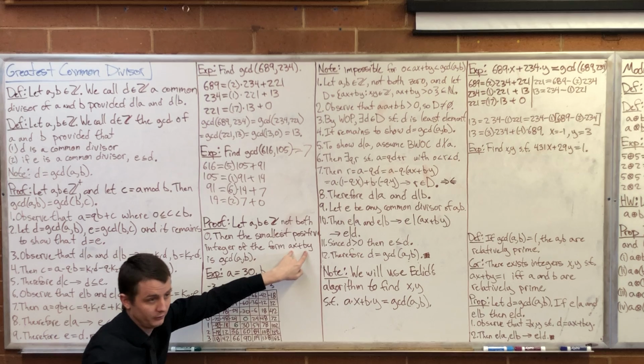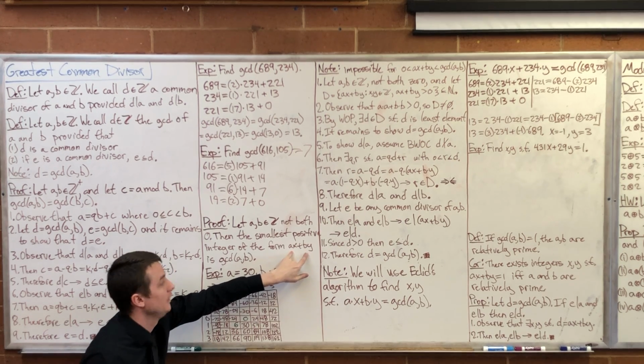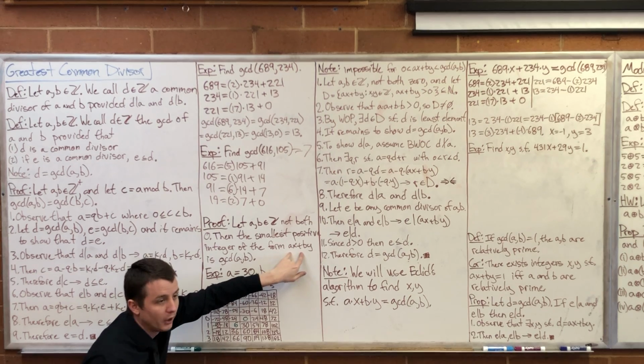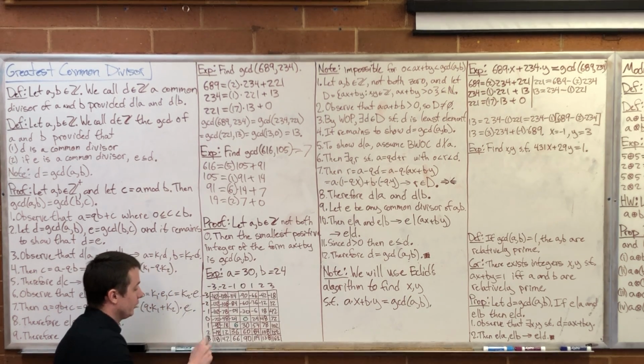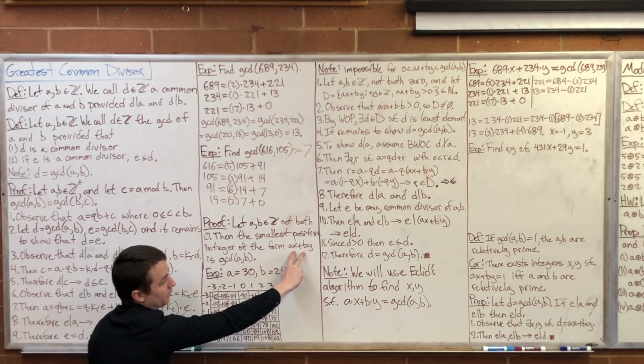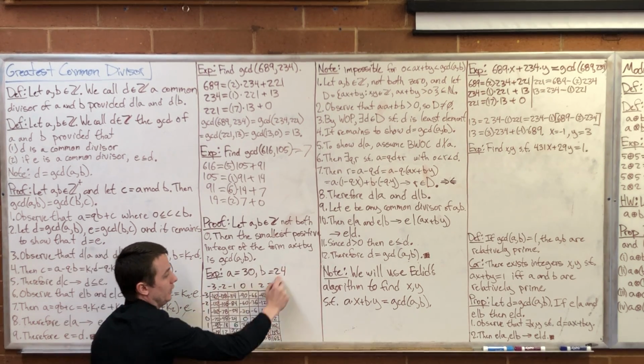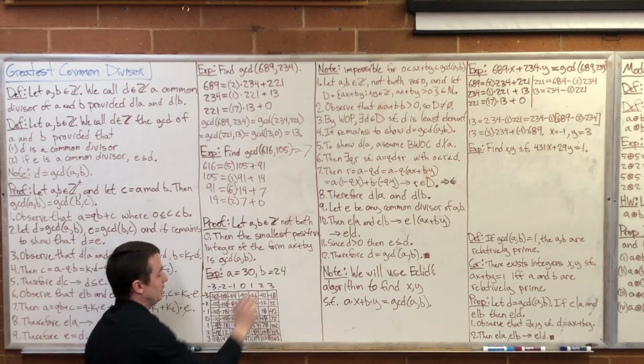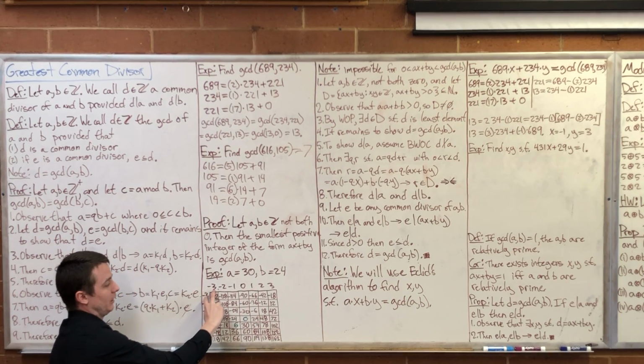Obviously, we can't plug in all of them, but to help you see that the GCD is the smallest positive integer you get out here. So here's my x's, here's my y's. I'm just plugging them in to this equation when a is 30 and b is 24. So if a is 30 and b is 24, plug in negative 3 for x and negative 3 for y, you get this number. Plug in negative 3 for x and negative 2 for y, you get this number.